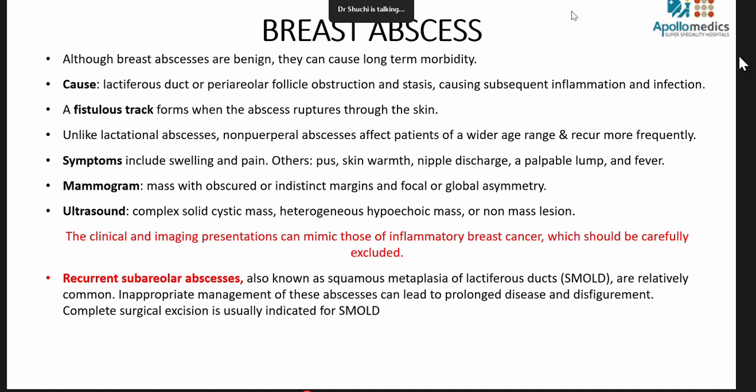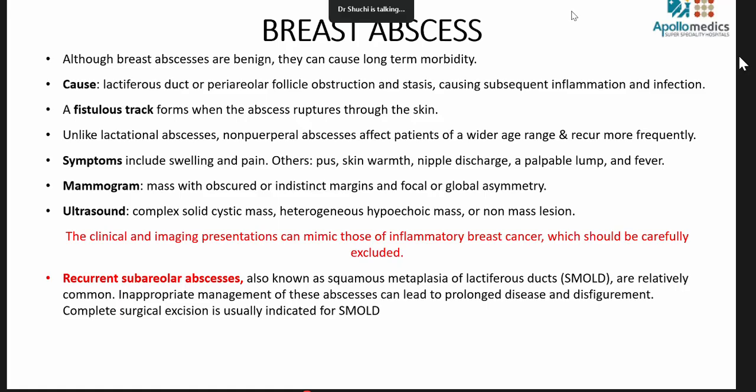Third common cause of mastalgia would be breast abscess. Again, that mastitis which was not treated became a breast abscess. So causes are the same. A fistulous tract can form when the abscess ruptures to the skin. Unlike lactational abscesses, non-peripartum abscesses affect patients of a wider range and recur more frequently. Symptoms: swelling, pain, pus, skin warmth, nipple discharge, lump, fever.